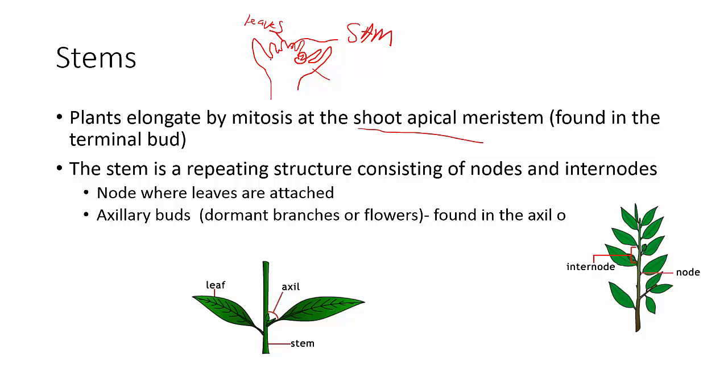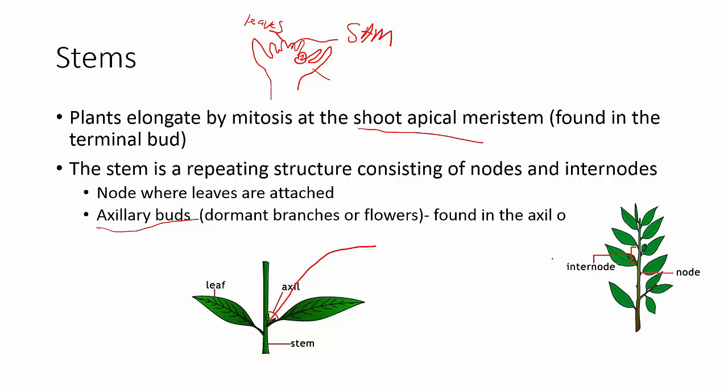These ones on the sides we call either lateral buds or axillary buds, as we call them on the slide here. These are found in the axils of leaves, in the angle between the leaf and the stem. You'll find a bud right there. Those are usually dormant. They contain a shoot apical meristem, but they're normally dormant until they're told to turn on. If they're told to turn on, they grow into a new branch, or they might grow into a flower.